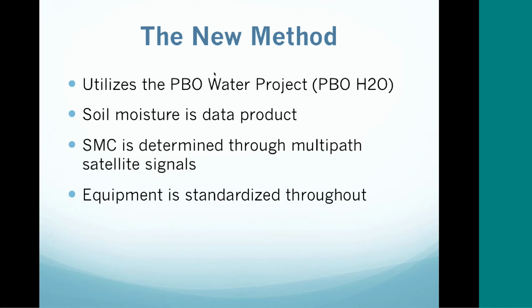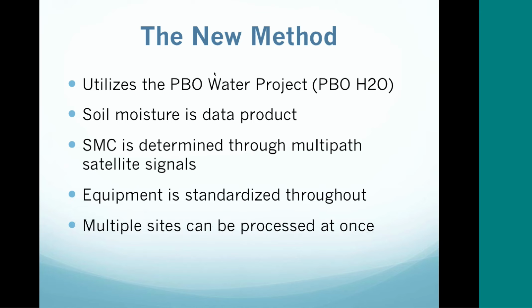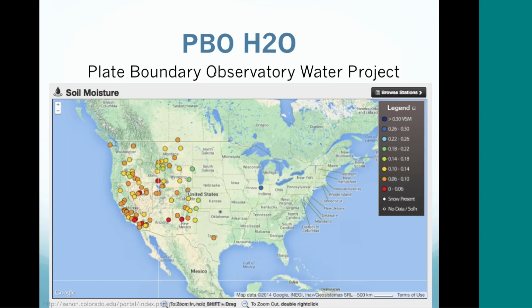And what is nice is that the equipment is standardized throughout this program, or project, sorry. And multiple sites can be processed at once, which gives great data and great analysis. So here is the PBO H2O soil moisture area. We're going to ignore Indiana. But most of the data is in the western United States.